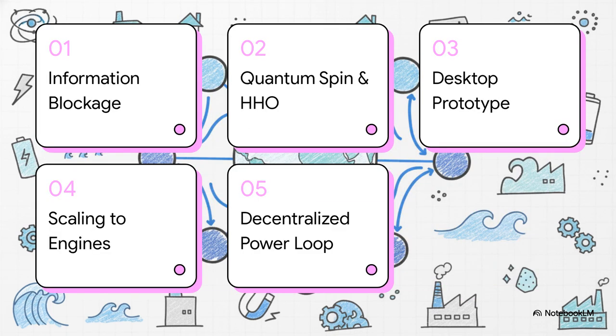Here is your maker's blueprint for this explainer. First, we'll clear that information blockage, then move into optimizing quantum spin for gas production. After that, we'll design your benchtop saltwater prototype, scale it for a small engine, and finally close the loop to create a totally decentralized power system.